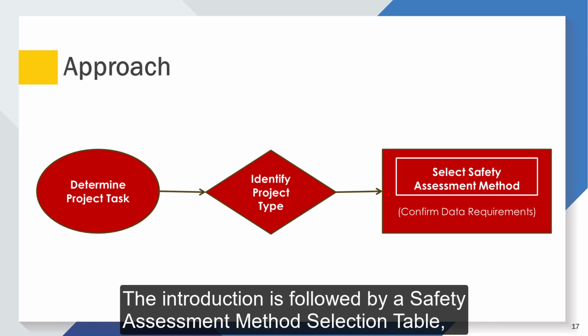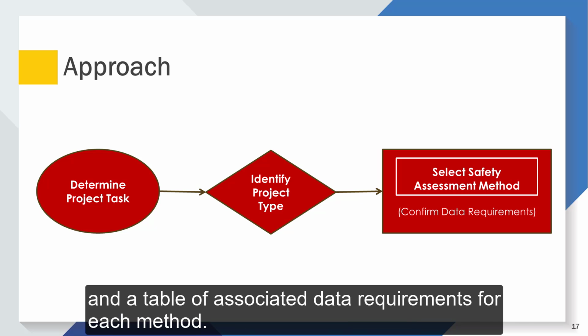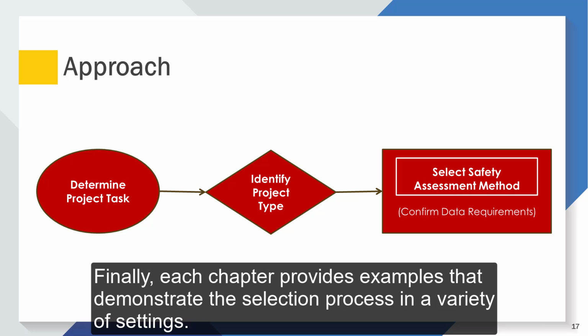The introduction is followed by a safety assessment method selection table, a decision-making framework used to select the appropriate assessment method, and a table of associated data requirements for each method. Finally, each chapter provides examples that demonstrate the selection process in a variety of settings.